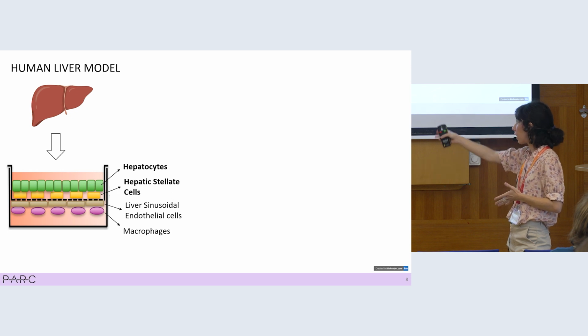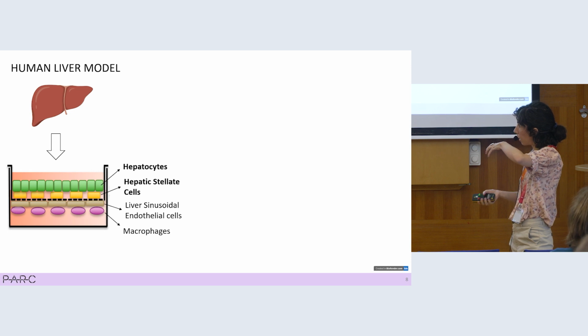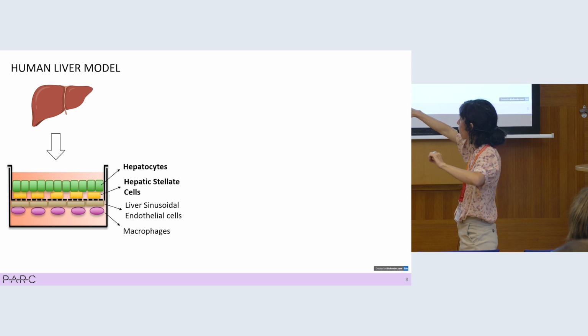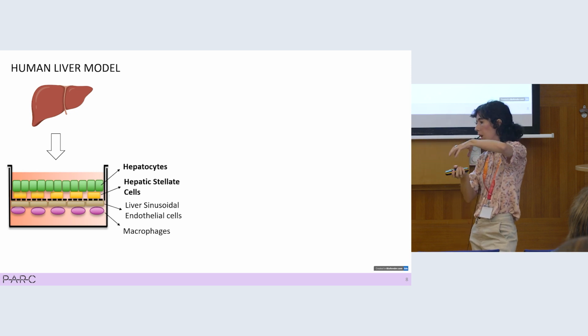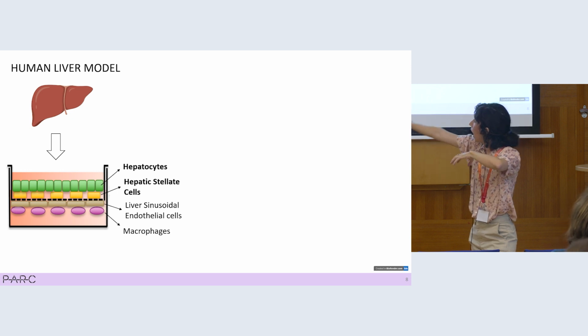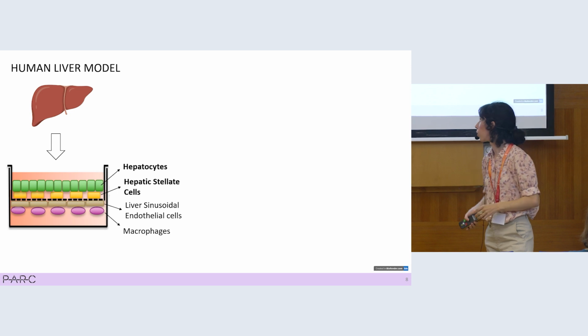And these 4 cell types will be organized into 2 compartments that are separated by a porous membrane. So in the upper compartment, we will be mimicking the liver parenchyma that consists of hepatocytes and stellate cells, and in the lower compartment we will be mimicking those blood vessels that come into the liver.